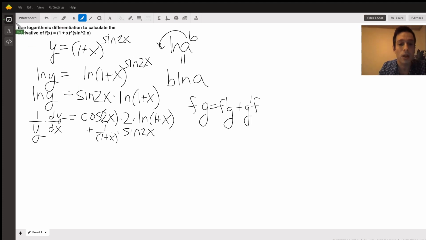Now at this point, all we want is dy dx. So what you should do here is isolate dy dx. And remember, you know what y is. They gave you an expression for y, so don't leave that in there. You'll have an expression at the end that equals dy dx equals all of that. And then you're basically at the end at this point.